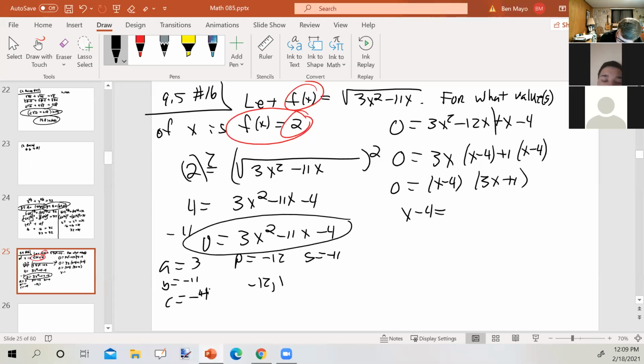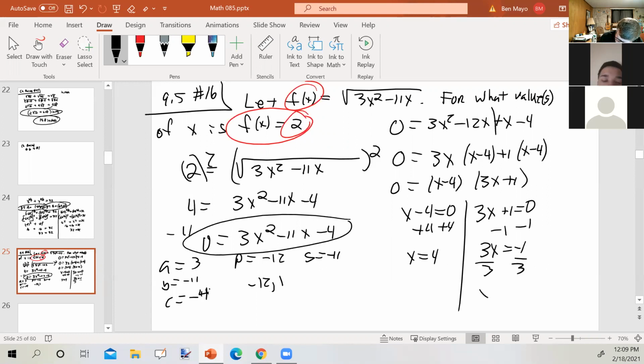So x minus 4 equals 0. 3x plus 1 equals 0. Add 4 to both sides, and there you get x is 4. Subtract 1. 3x equals negative 1. Divide by 3. x equals negative 1/3. So x equals 4, comma, negative 1/3.